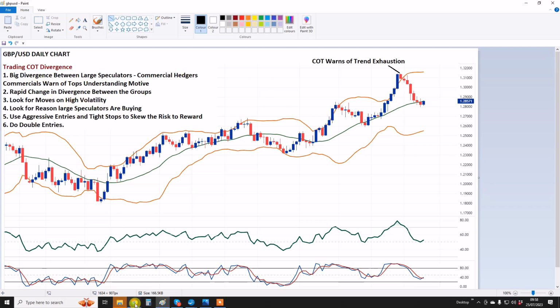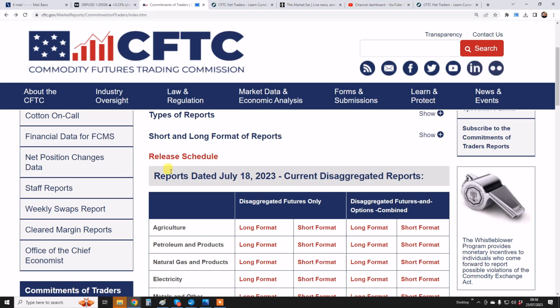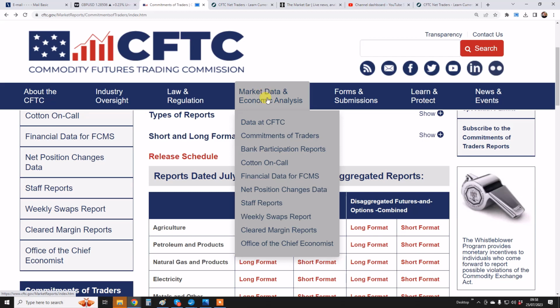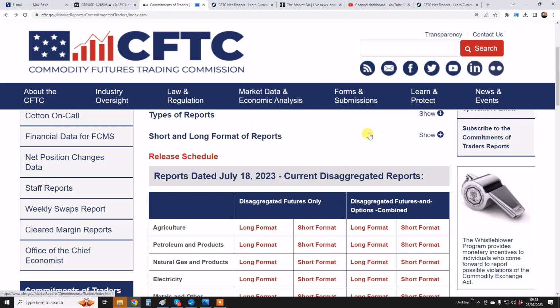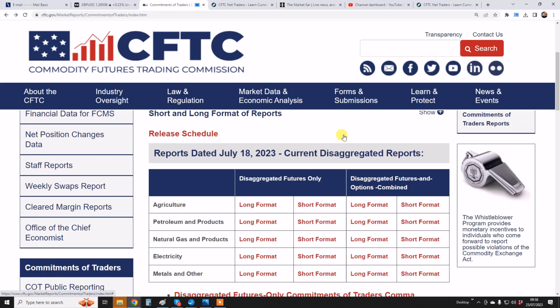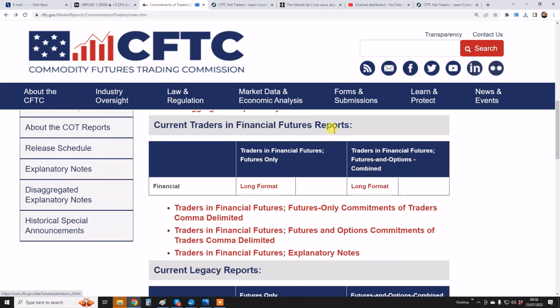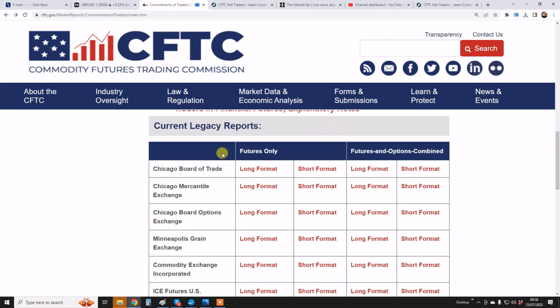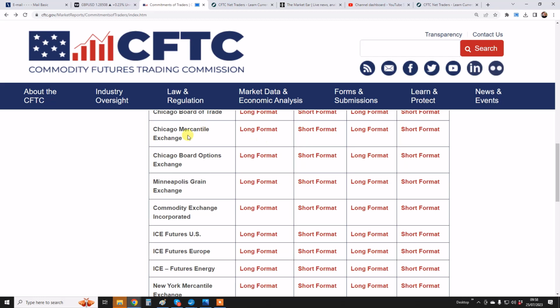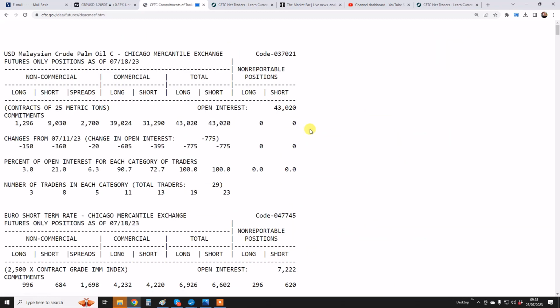But first of all, for anyone new to the report, let's go to where you get it. Go to the CFTC site, market data economic analysis. You want commitment of traders. Now, in terms of commitment of traders, you've got some reports here. The one we're interested in is Chicago Mercantile Exchange. That's where you've got the currencies traded, and we just use the short format, okay?